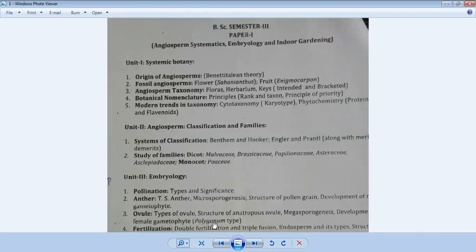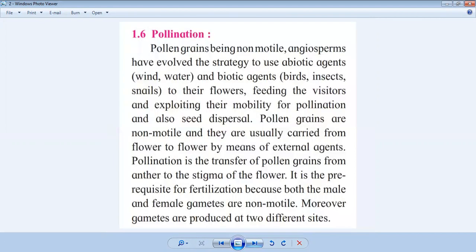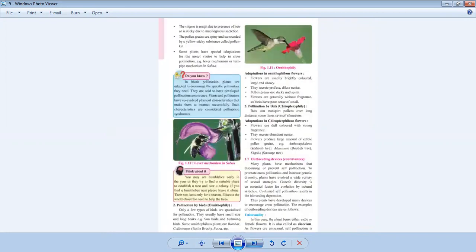Dear students, in the previous lecture we started the part of Unit 3, which is named Embryology. Under the heading of embryology, we are discussing pollination, anther, ovule, and finally fertilization. Our recent topic, the structure of the anatropous ovule, is directly linked to the process of megasporogenesis, that is the development of the female gametophyte.